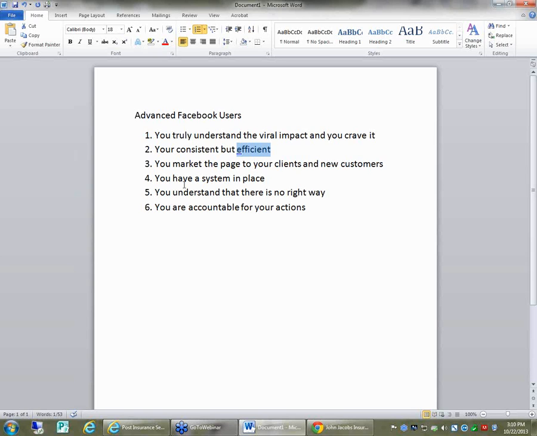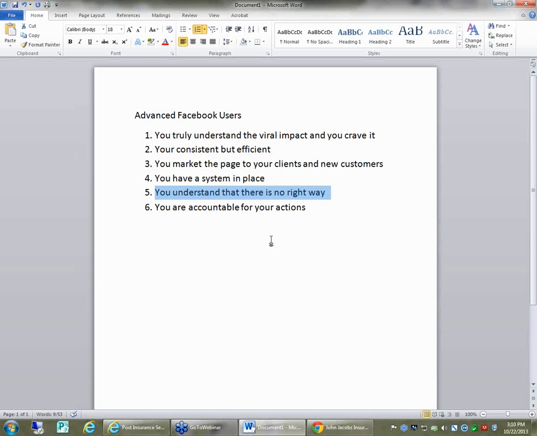So you have to have a system in place. And I hate to say it, but this is the thing that frustrates so many people. You have to understand that there is no right way to do this stuff. Obviously, I have a system that's worked for my company, and I try to share that and help you guys as best I can. But at the end of the day, it's not the way.